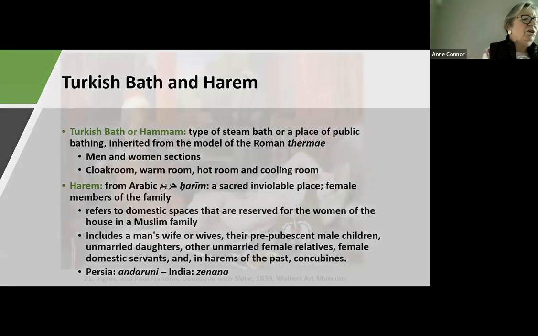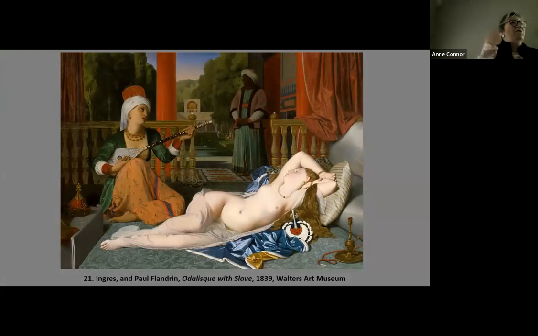We can see how Ingres had that very erotic idea of the Orient with that Odalisque with slave. Of course, the contortion of the body of the Odalisque is already very appealing sexually for men. And then you had the slave there on the side. This is a total invention. He had never seen anything. He read different works, and these were his ideas of what would be an interesting subject.